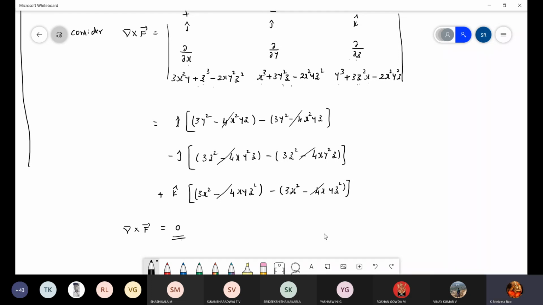Curl F equals 0. So if they ask, okay, if it is the question, whatever it is, just try to analyze the problem and remember the procedure. Okay, so finally overview what we have to calculate, so you will get the idea.